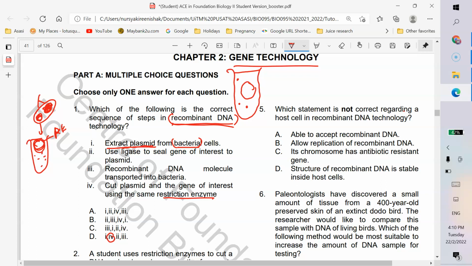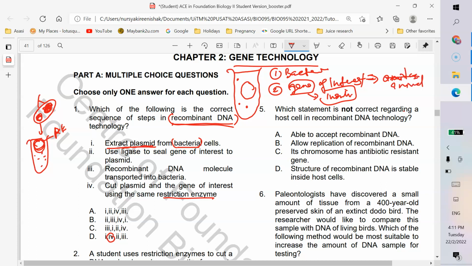Okay, so tadi saya cakap apa? Dua DNA daripada dua source yang berbeza. Satu daripada bakteria, which is the plasmid. Satu lagi adalah gene of interest that you extracted from a cell of another different species. So for example, gene that codes for the production of insulin, okay, that you extracted from an animal cell. Okay, animal cell.